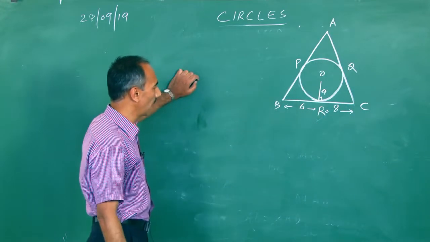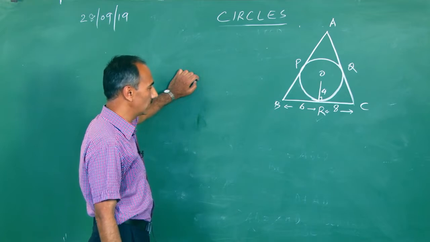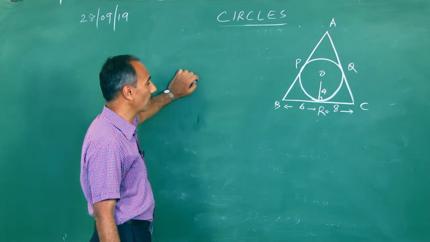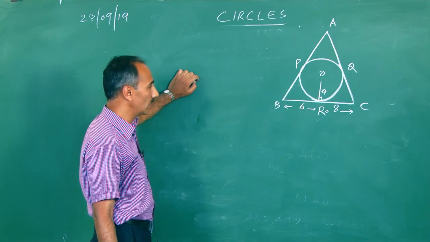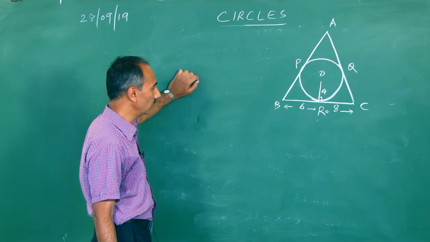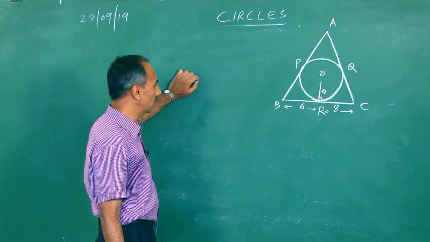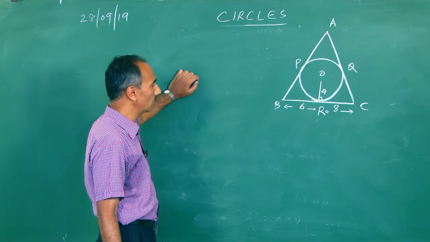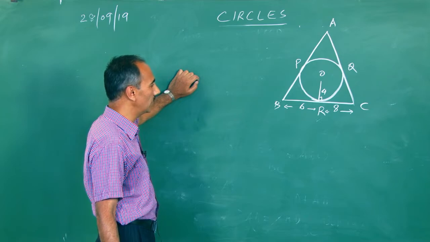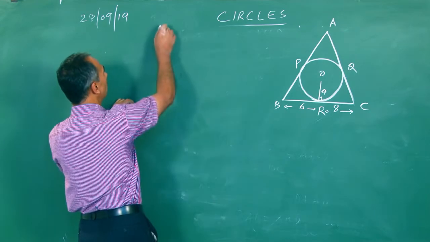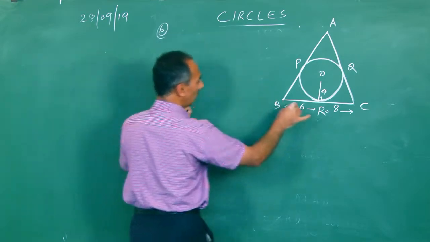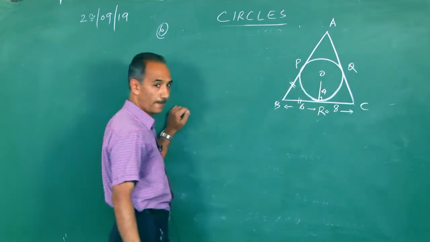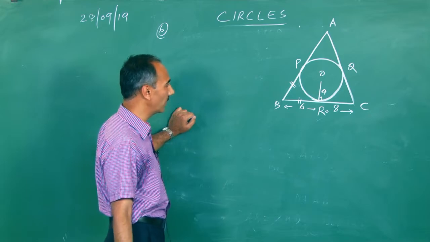Let's take this situation. So there's a triangle ABC that circumscribes a circle. The radius of the circle is 4, and BR length is 6, CR length is 8. You are asked to find length AB and AC. This is question number 6. Now, if you observe, BR length and BP length are same because they are tangents from external point.